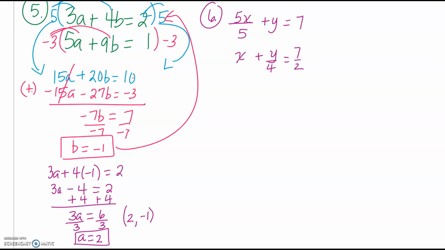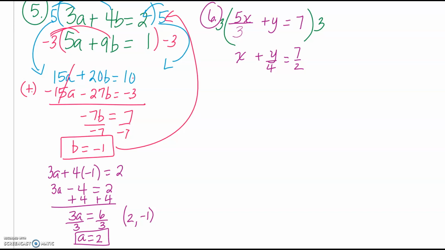And let me check, and let me fix that, because that's not 5x over 5. I'm sorry, I think my contacts are not working well today. That's a 3. So you should have 5x over 3 plus y equals 7, and x plus y over 4 equals 7/2. I want to eliminate the fraction. How do I do that? By multiplying every term by that denominator, which is 3.